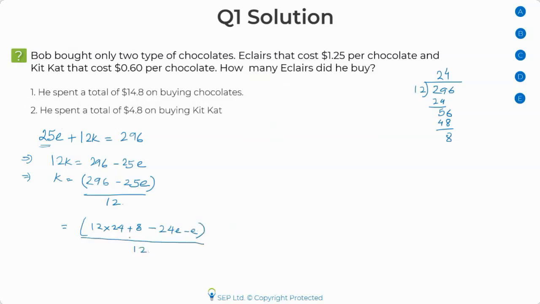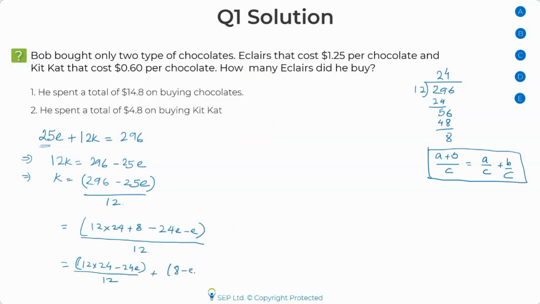Why am I doing this? I'm showing the calculation here for a moment, that if you have a plus b by c, for example, then we can split it and write it like this. I'm going to use this concept to solve the question. So what I can do is I can take 12 times 24 minus 24e by 12 in one place. And I can take 8 minus e by 12 at the other place. So I've taken 8 minus e in one part and 12 times 24 minus 24 in the other part. And this ends up giving me k is equal to, so on the left hand side, we already had a k.